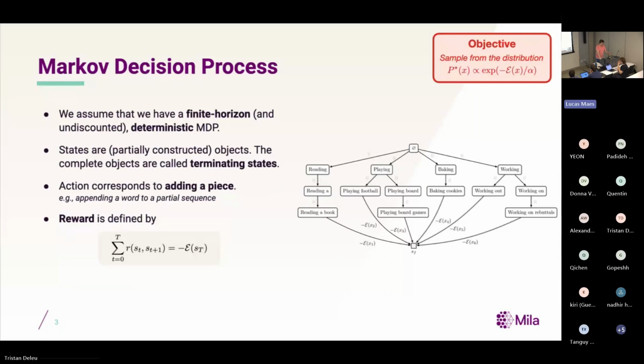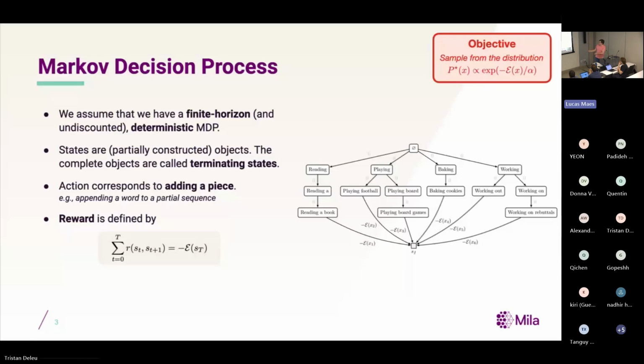So we'll assume that we have a finite horizon and deterministic MDP. So here, all of the states, all of the nodes in this tree that we had earlier, we can treat them as states in a Markov decision process. And then the states are going to be potentially partially constructed objects. So we don't just look at what's going on at the outcome with the complete completions, but we'll look at every single step in between when we partially construct these sequences.